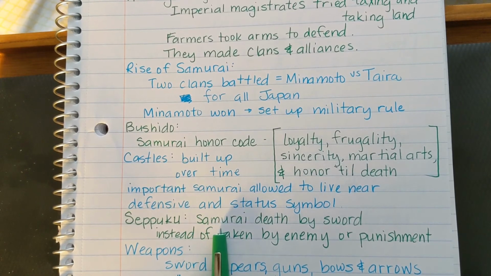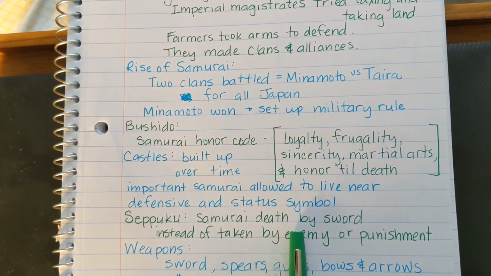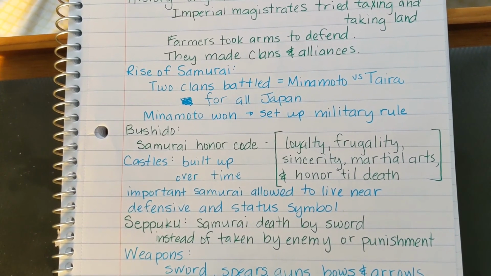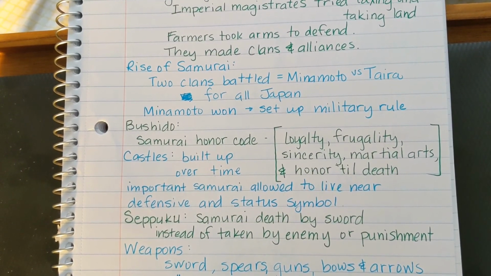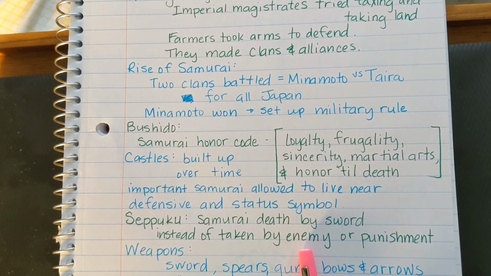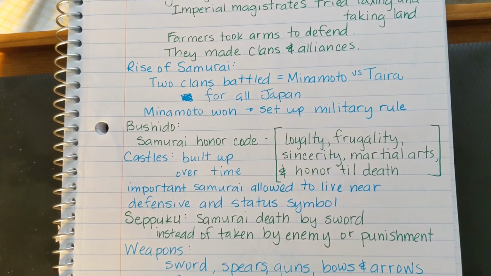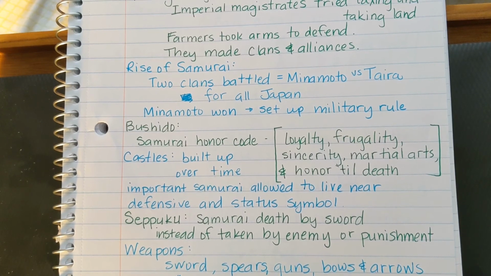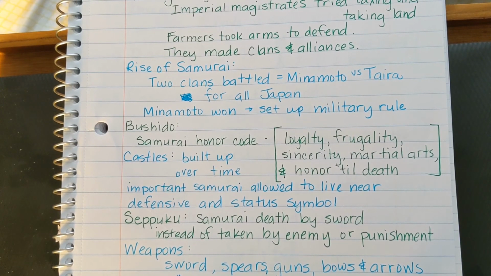Seppuku. Samurai death by sword. This would happen in two instances. Instead of being taken by the enemy, you would die by the sword. If your parents let you watch the movie Serenity, I don't know if you're ready for that yet. My quote is from there. It says it was a good death because you did it yourself. Or if you were punished, you were forced to do it.